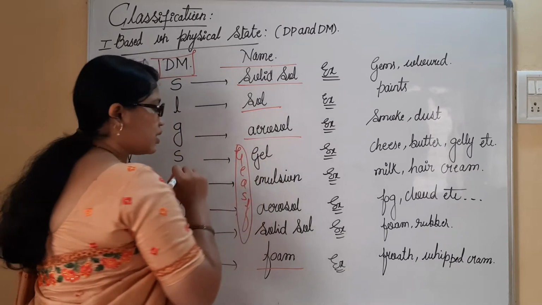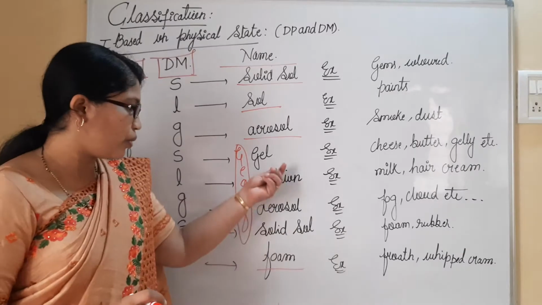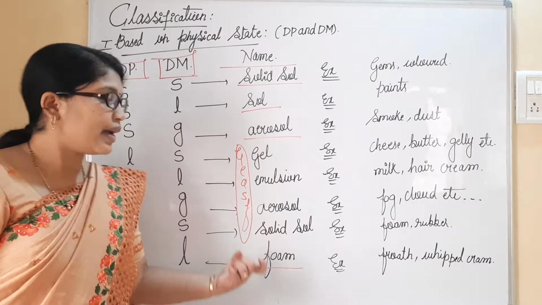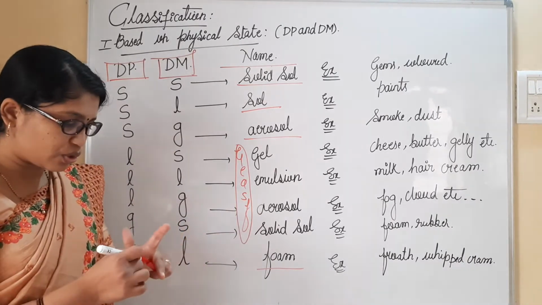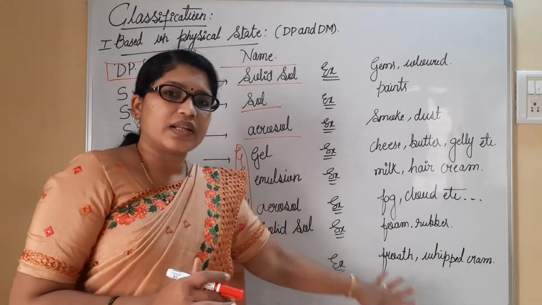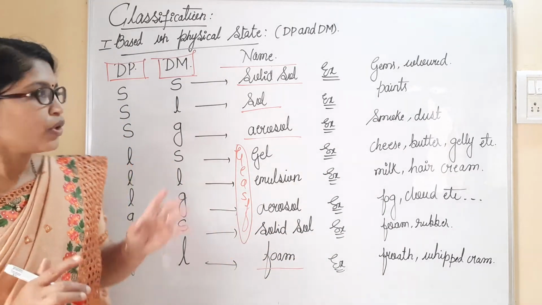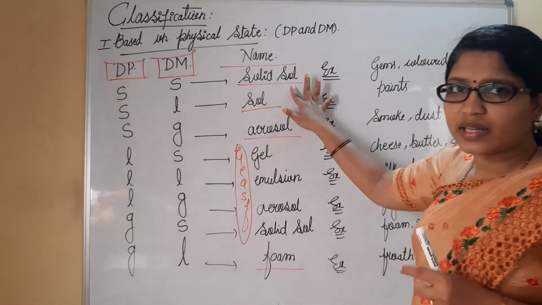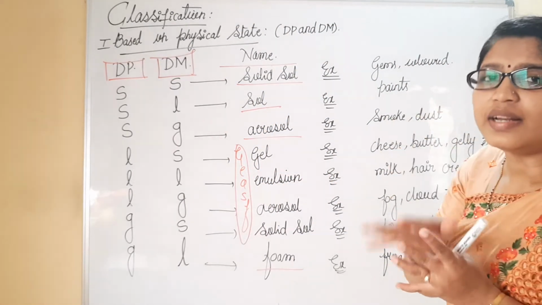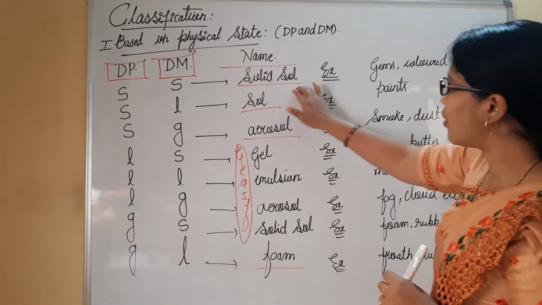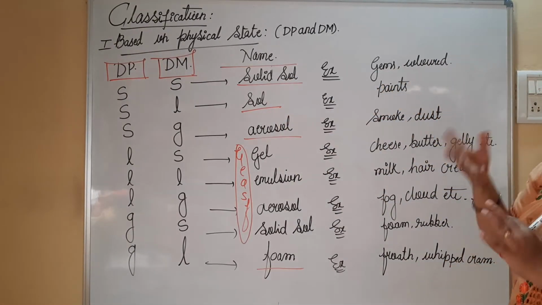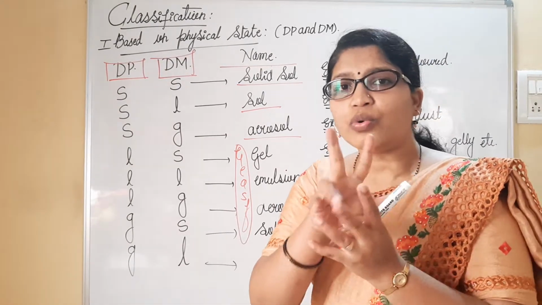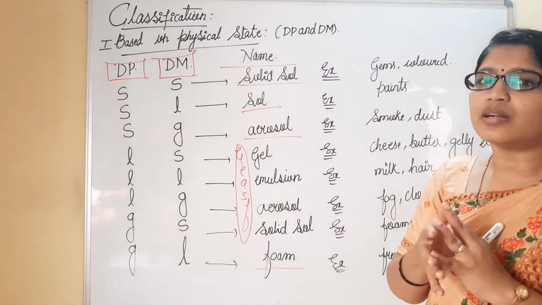If you just remember this GASF phrase, you can go on remembering the examples or names of the colloids for the combination of these two. With the examples I have written, things will become clearer. The first one is solid in solid. Solid sol is written here. Mixing of solid in solid is referred to as solid sol. An example is gems that are colored in nature. Colored gems are made of solid in solid, and they give us colored particles.